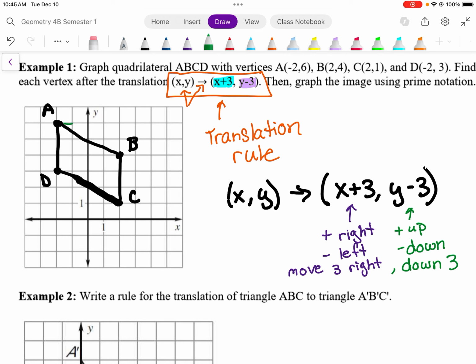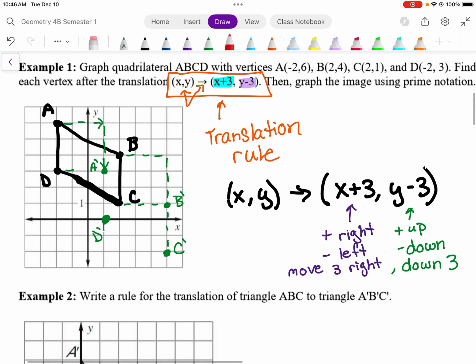We're moving 3 right, 1, 2, 3. And then we're moving 3 down, 1, 2, 3. And this is where our A prime would end up. Now, because we're moving all of the points the same distance right and down, the size of our shape should be the exact same. 1, 2, 3 right, 1, 2, 3 down, B prime. 1, 2, 3, 1, 2, 3, C prime, and then 1, 2, 3, 1, 2, 3, and D prime.